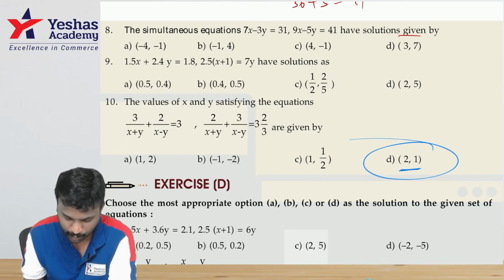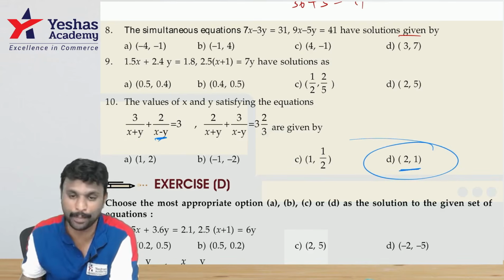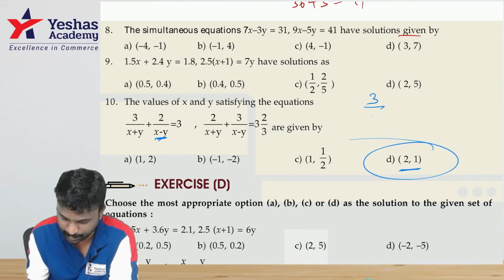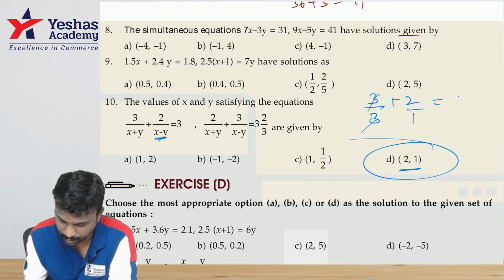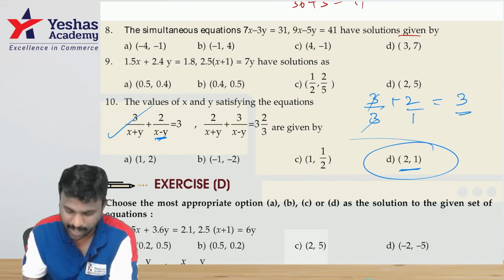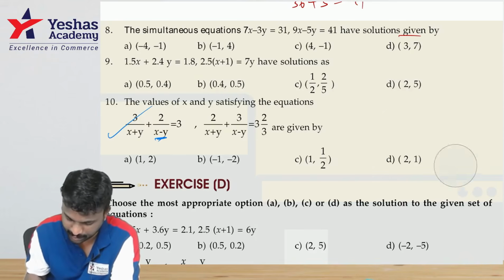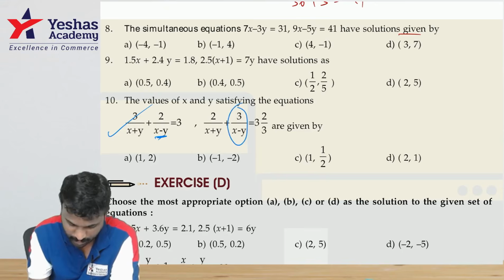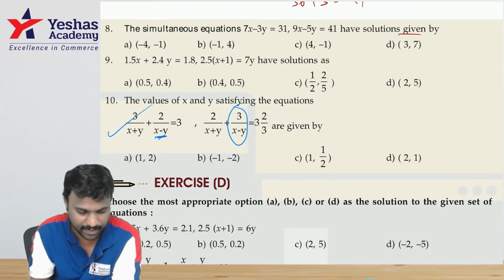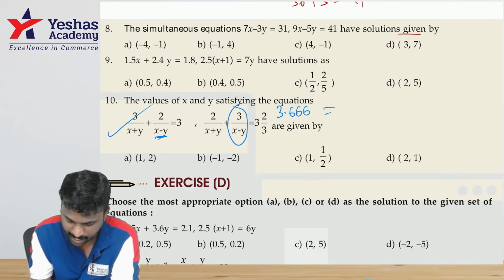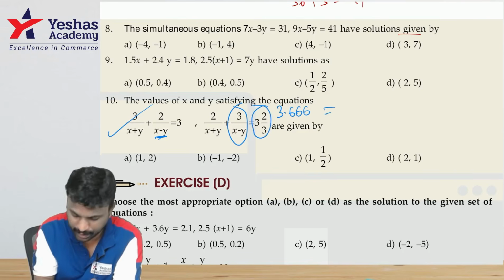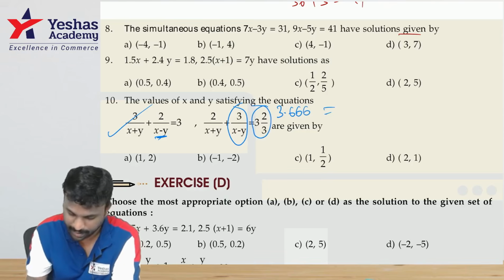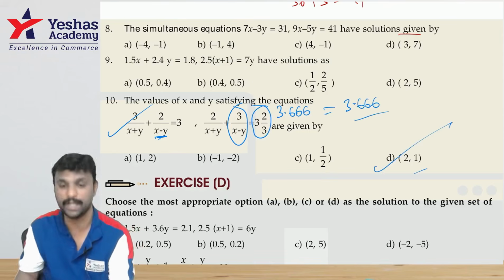Guys, look at this. If I hit x value as 2 and y value as 1, because 2 minus 1 gives you a positive 1, isn't it? So 3 divided by 2 plus 1 is 3, and 2 divided by 2 minus 1 is 1. So 1 plus 2 is 3. First equation got satisfied. And the second equation also you can check. Guys, 2 divided by 3 plus 3 divided by 1, it is 3.6666. First of all, 2 by 3 you do and add 3 to it, which is 3.6666. Therefore, option D is the right answer.